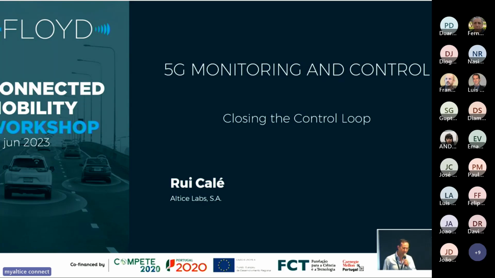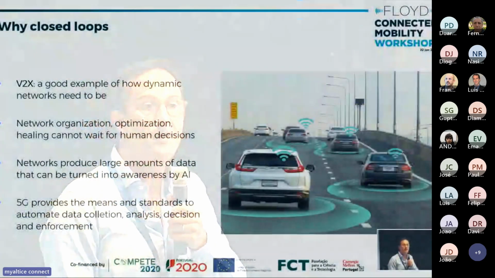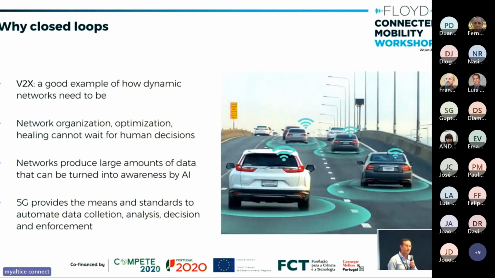Also, I'll be talking about closing the loop, because all this data, all this analysis is very good for some human to analyze, but it's important, especially to close some kind of control loop within the network. And RAN networks are a very, very special place to show this, because these networks are a good example of how dynamic networks can be, and we can't have people controlling them.